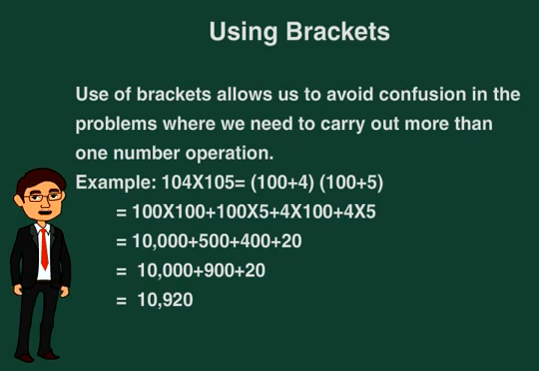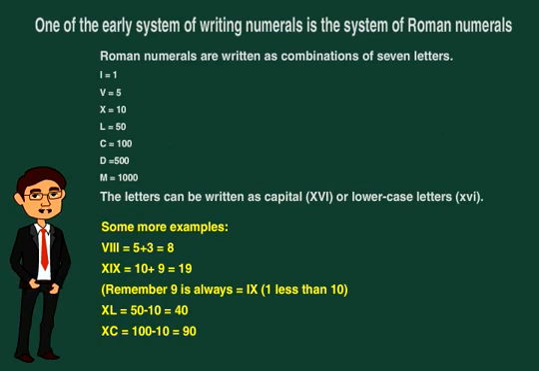We use the Hindu-Arabic system of numerals. Another system of writing numerals is the Roman system. Roman numerals are written as combinations of 7 letters. I equals 1, V equals 5, X equals 10, L equals 50, C equals 100, D equals 500, M equals 1000.